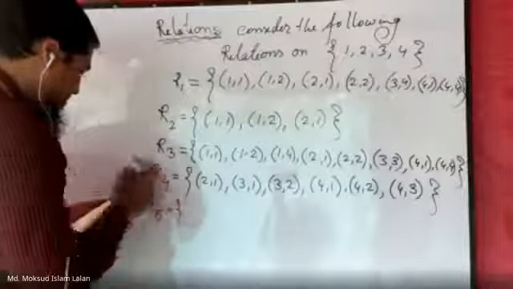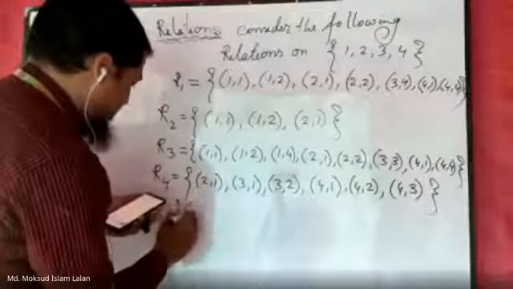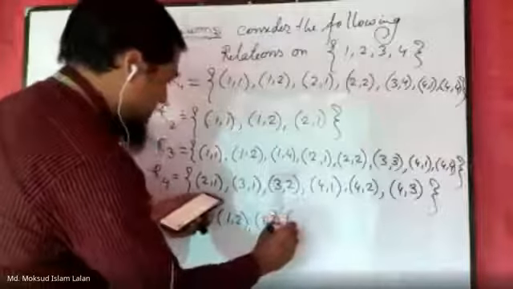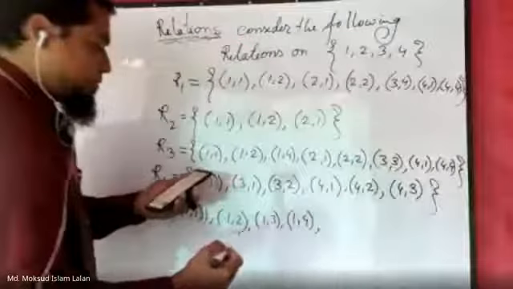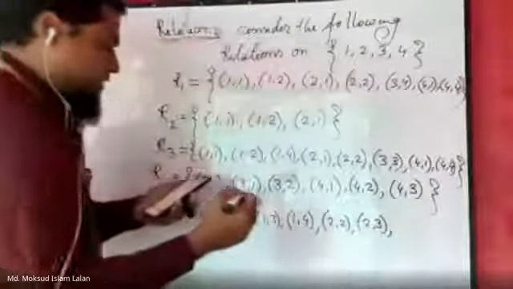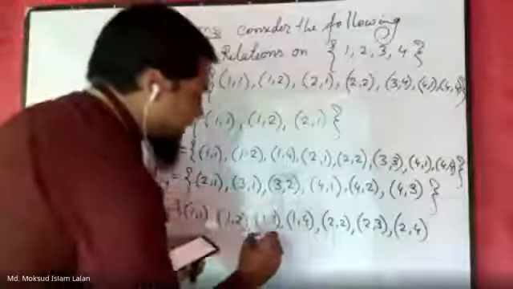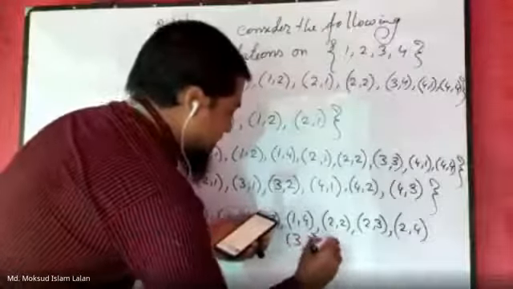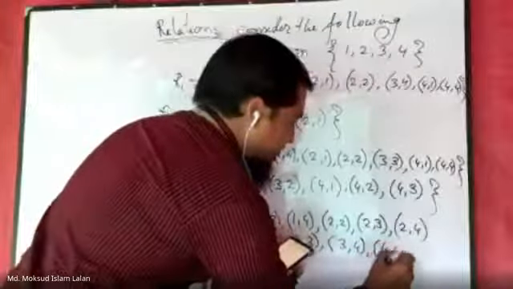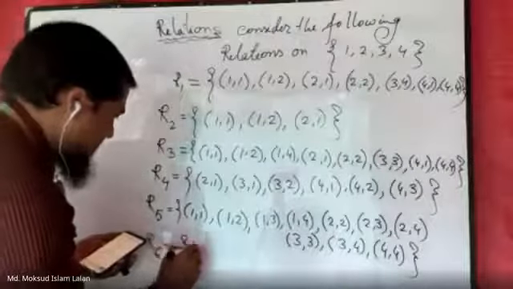R5: (1,1), (1,2), (1,3), (1,4), (2,2), (2,3), (2,4), (3,3), (3,4) and (4,4). I have no space. R6: (3,4).